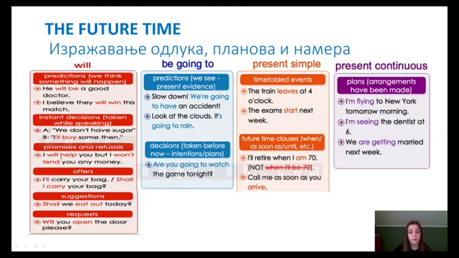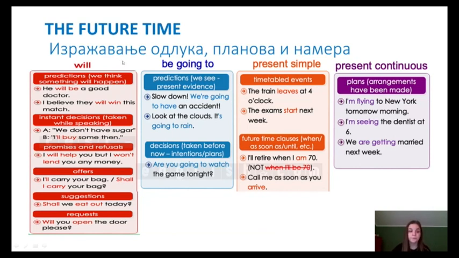Promises and refusals. I will help you, but I won't lend you any money anymore. Offers. I'll carry your bag. Shall I carry your bag? Suggestions. Shall we eat out today? Shall can also be used instead of will. And requests. Will you open the door, please?